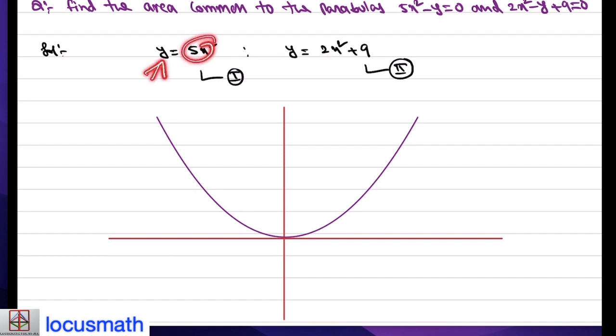At x equal to 0, y is equal to 0 for the first parabola. For the second parabola at x equal to 0, y is equal to 9. Therefore this parabola passes through 0 comma 0, and this parabola meets the y-axis at 0 comma 9. Now, the second parabola is open upward, but whether these two parabolas intersect or not, and if they intersect, where they intersect. So first we will find the intersection points, then we will draw this parabola.